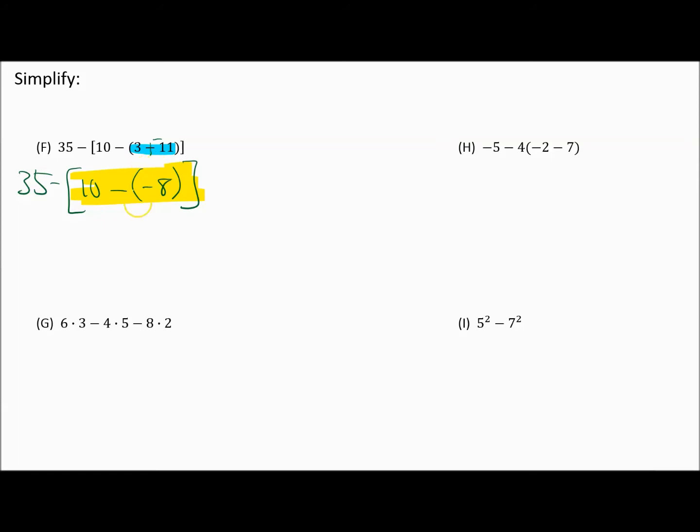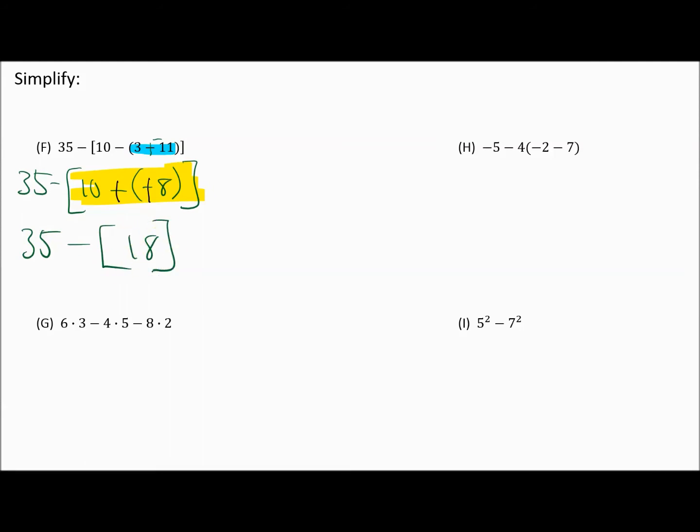Now, the only reason the parentheses are here is to separate this subtraction sign from this negative sign right here. This is a keep, change, change again because we're subtracting. So what am I doing? I'm keeping my 10, I'm changing subtraction to addition, and I'm changing the sign of the next number. So it turns out that I'm just doing 10 plus 8, which is 18. So the 35 minus 18, okay, I just recopy.